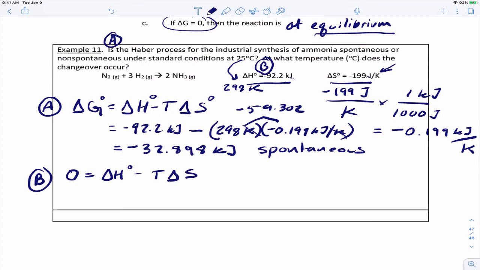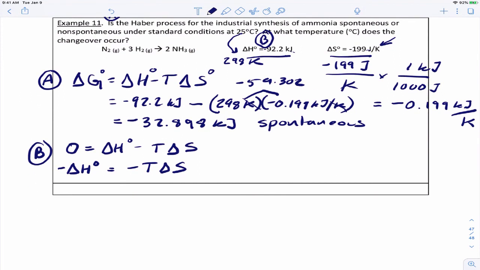Okay, so I need to get temperature by itself. So I've got to subtract delta H from both sides. Okay, so if I subtract delta H from both sides, that gives me negative delta H on the left-hand side, and this is equal to negative T delta S. And so what I'm going to do is divide both sides by negative delta S. And the reason why I'm doing it that way is the negative signs cancel out, and I'm left with temperature.